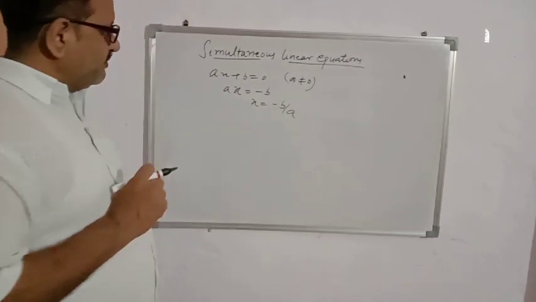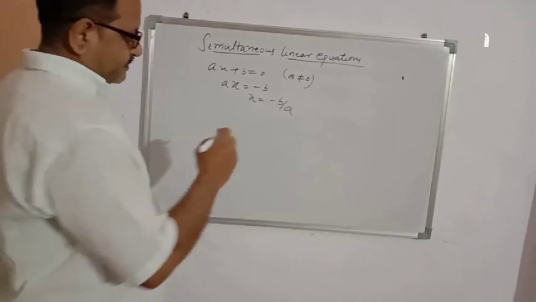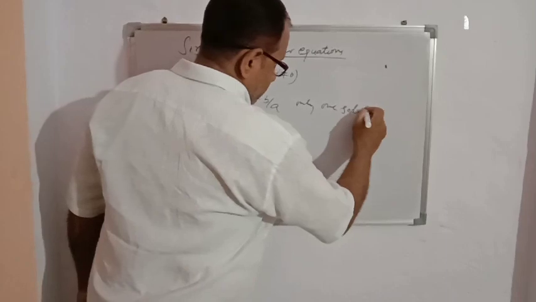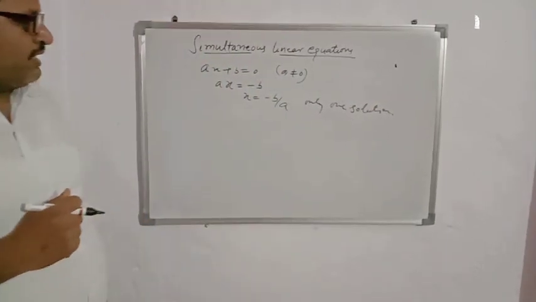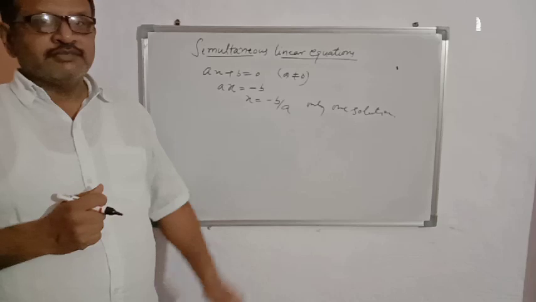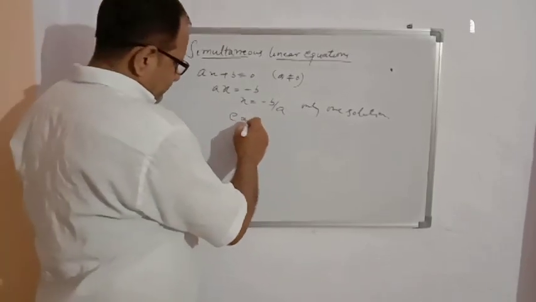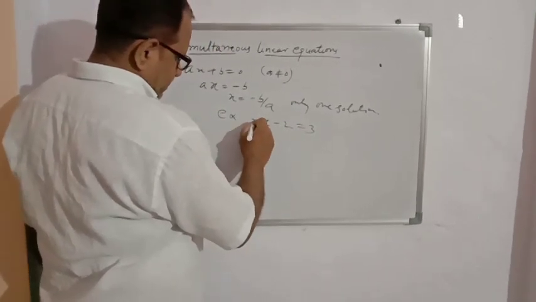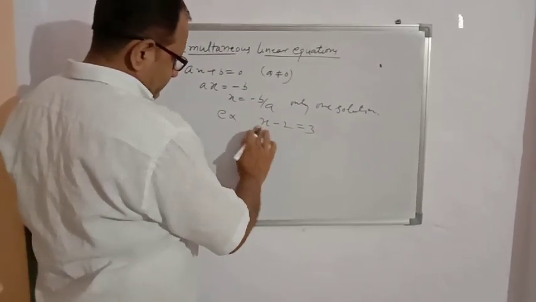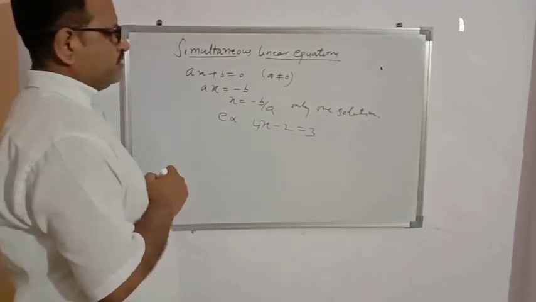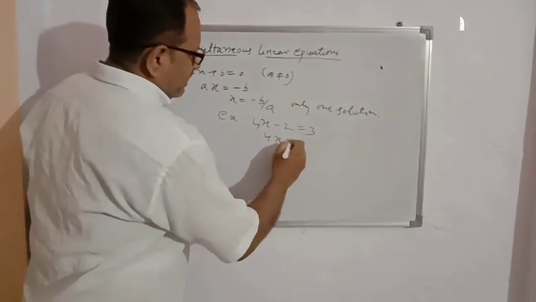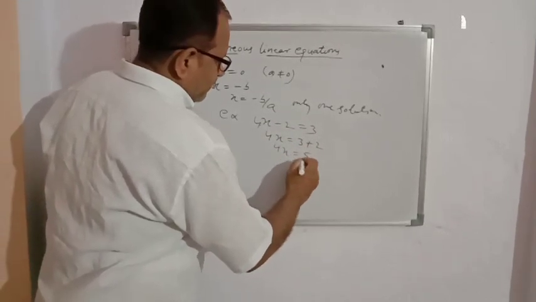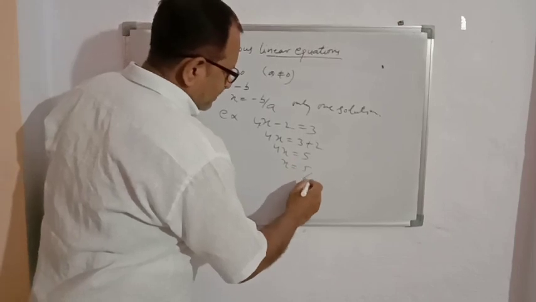So a linear equation in one variable has only one solution, x is equal to minus b by a. Example, we can take 4x minus 2 is equal to 3. So solve for x: 4x is equal to, transposing minus 2, 3 plus 2, 4x is equal to 5, x is equal to 5 by 4.